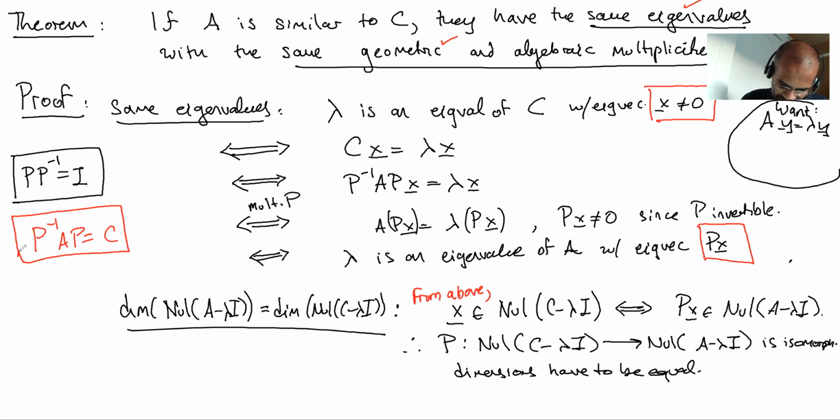Somebody asked if it's okay to say that they have the same eigenvalues but proportional eigenvectors. I wouldn't use the word proportional because proportional usually means scalar multiple. But it is true that they're nicely related according to this P.